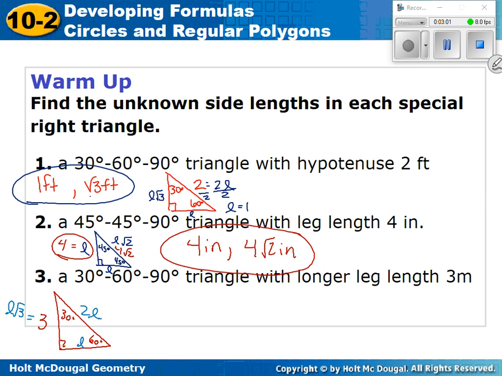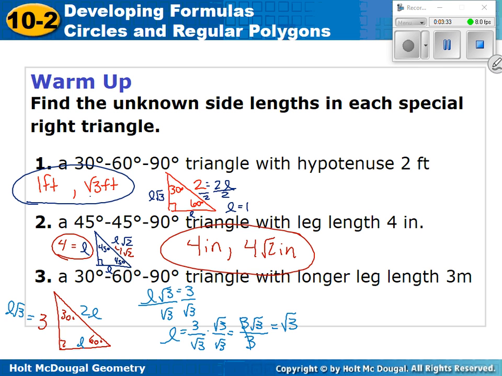All right, what do we do then to find L? Divide by the square root of 3. So we have L square roots of 3 equals 3. Divide by the square root of 3. So L equals 3 over the square root of 3. Are we allowed to leave our answer like that? No. Multiply by the square root of 3 over the square root of 3. And you get 3 square roots of 3 over 3. Can we leave our answer like that? No, the 3's cancel. So what is L? The square root of 3.